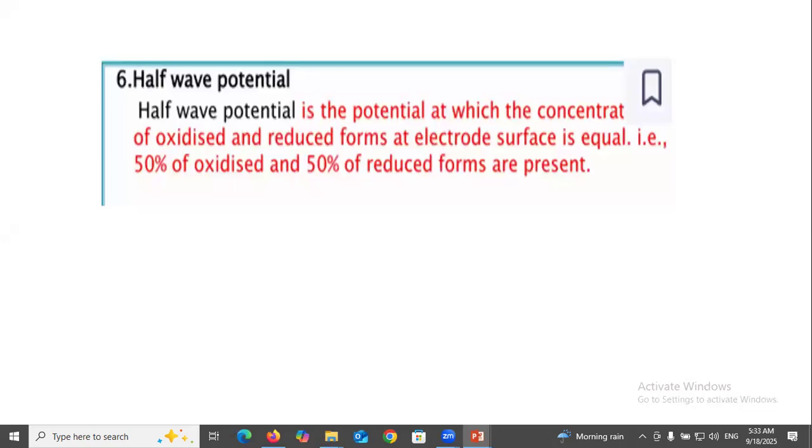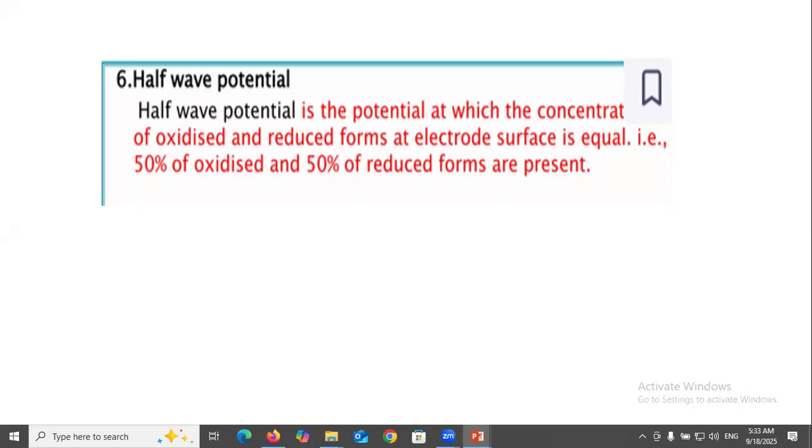Half-wave potential. Half-wave potential is the potential at which the concentration of oxidized and reduced forms at the electrode surface is equal, that is, 50% oxidized and 50% reduced form are present.